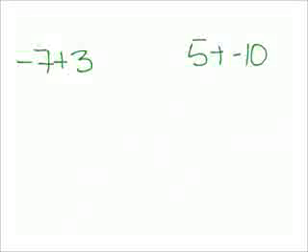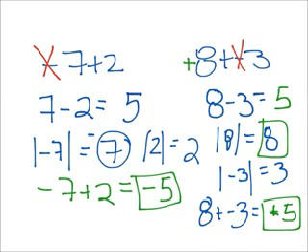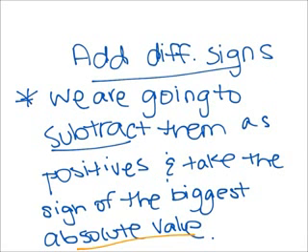So I went ahead and copied these down again. Let's go ahead and finish the operation. We would now be using the rules for addition of positives and negatives. In this case, I'm adding two opposite signs. So if you remember, let's go ahead and look back at what my rule was. My rule for adding different signs was to subtract them as positive and then take the sign of the biggest absolute value. So let's go ahead and try that.